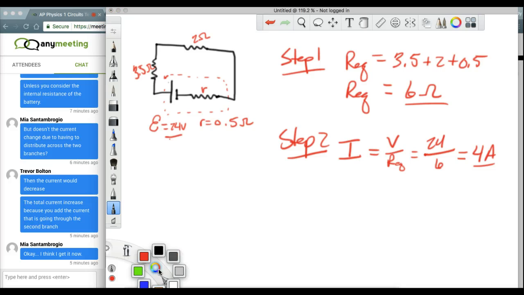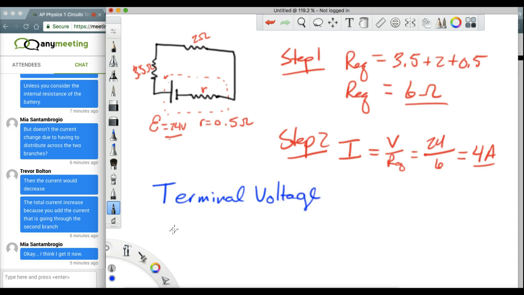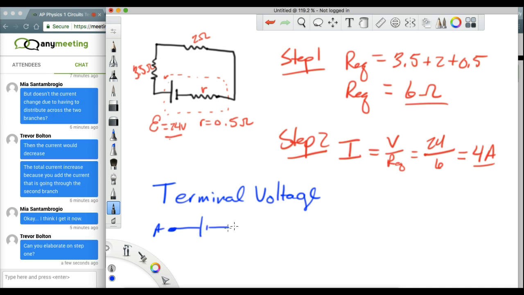What did they ask you for? They asked you for terminal voltage. And remember, the terminal voltage, this is A, and that's the internal resistance, and this is B. This is A, this is B.